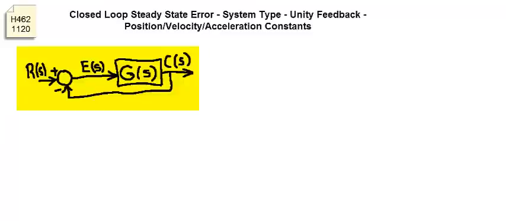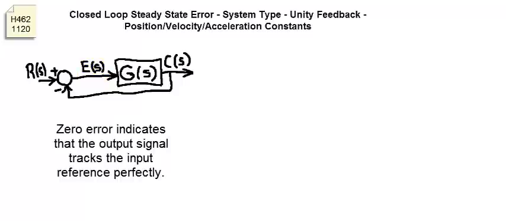Here is a unity feedback closed-loop system with reference signal input and closed-loop signal output, and the error signal, which is the difference between the input and the output. The zero error indicates that the output signal tracks the input reference perfectly.